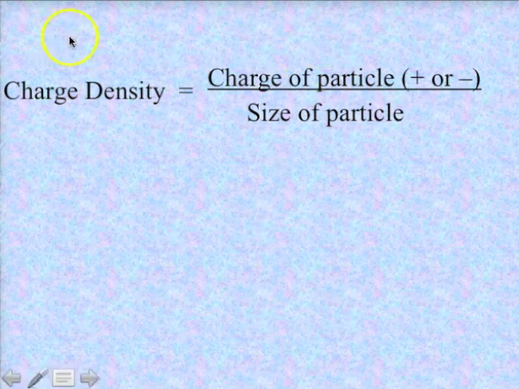The charge density is a ratio of the charge of a particle, that's +1 or +2 or +3 or -1 or -2 or -3, the charge divided by the size of the particle, the volume of the particle. So if the charge is large and the size of the particle is small, then you're going to have a high charge density. If you increase the charge, you increase the charge density. If you make the volume of the particle smaller, you get a higher charge density. So charge density is the charge of the particle divided by the size of the particle.